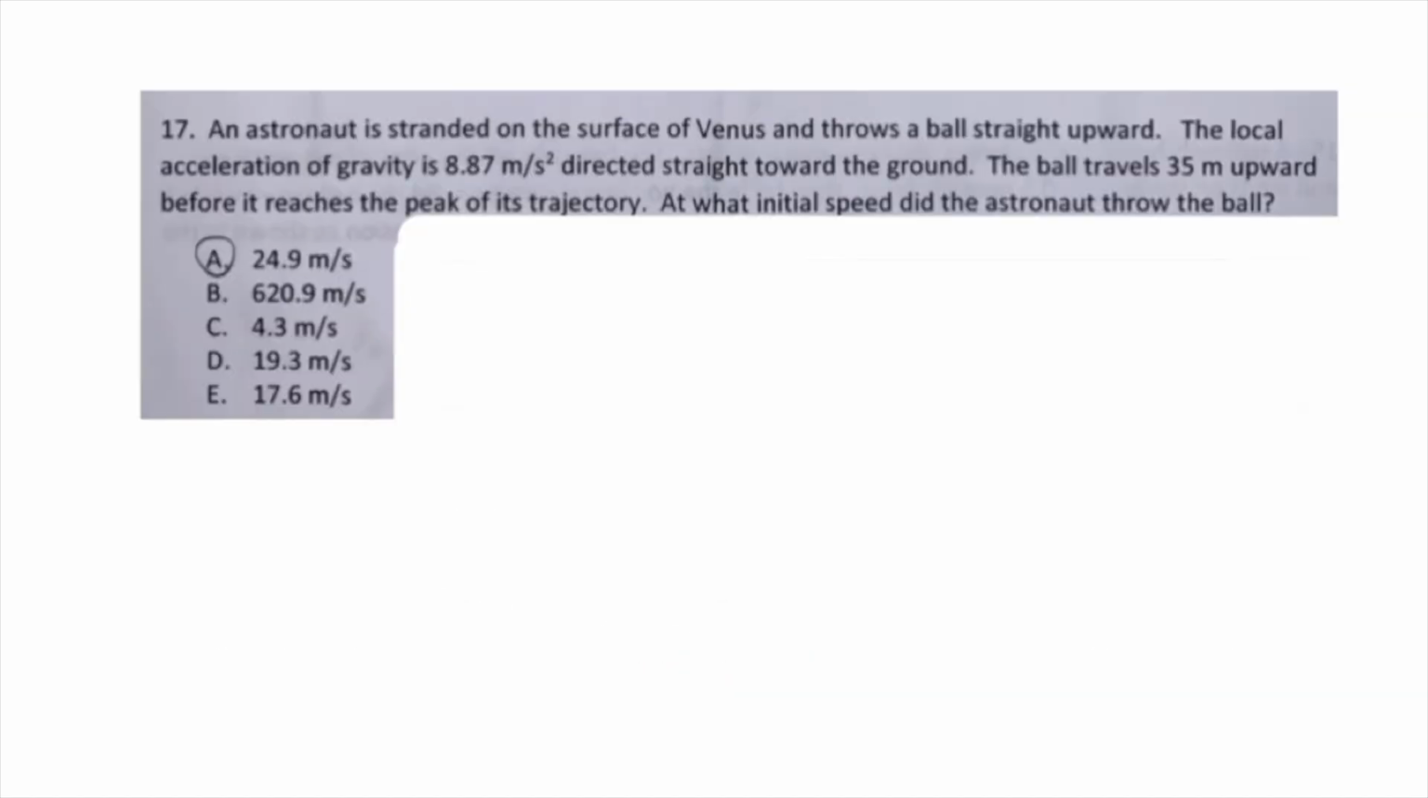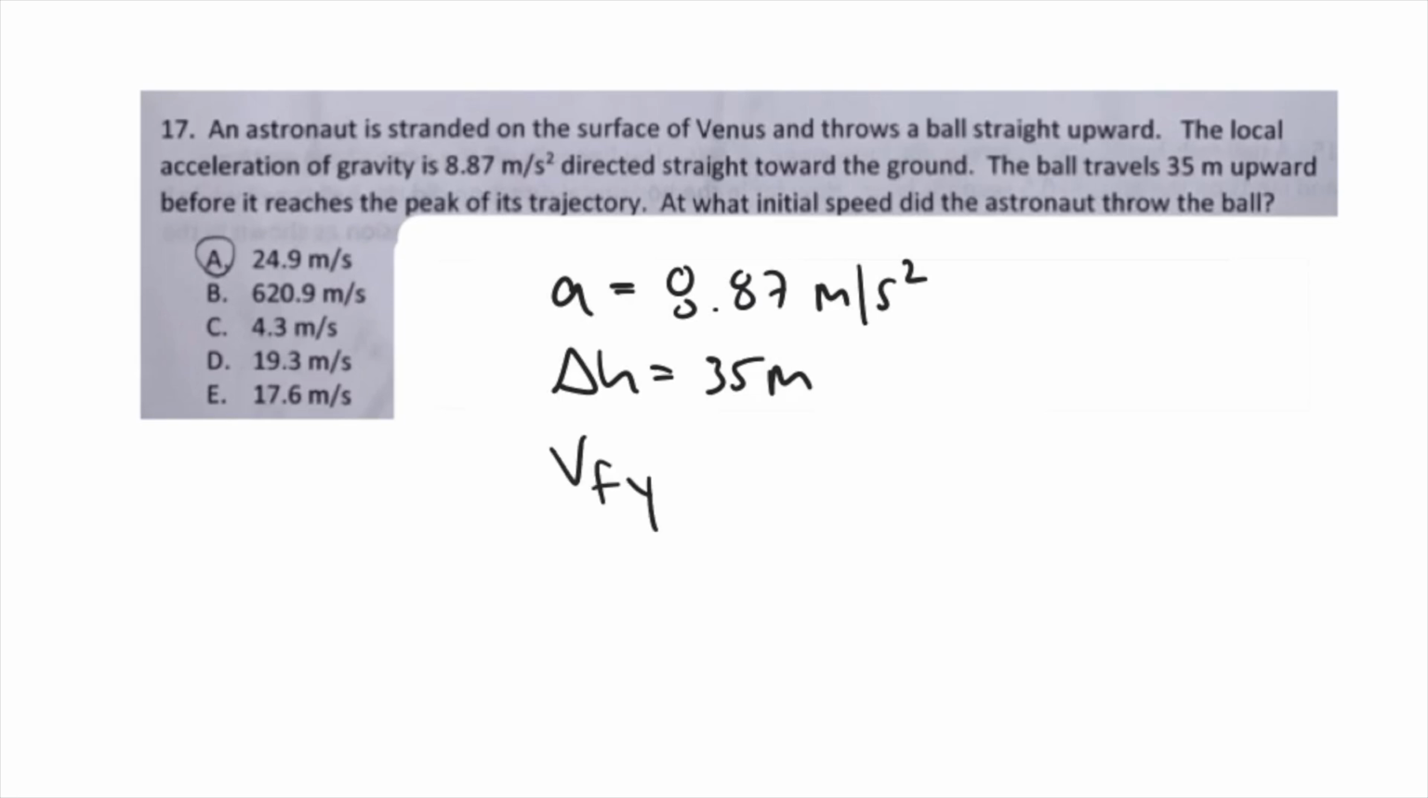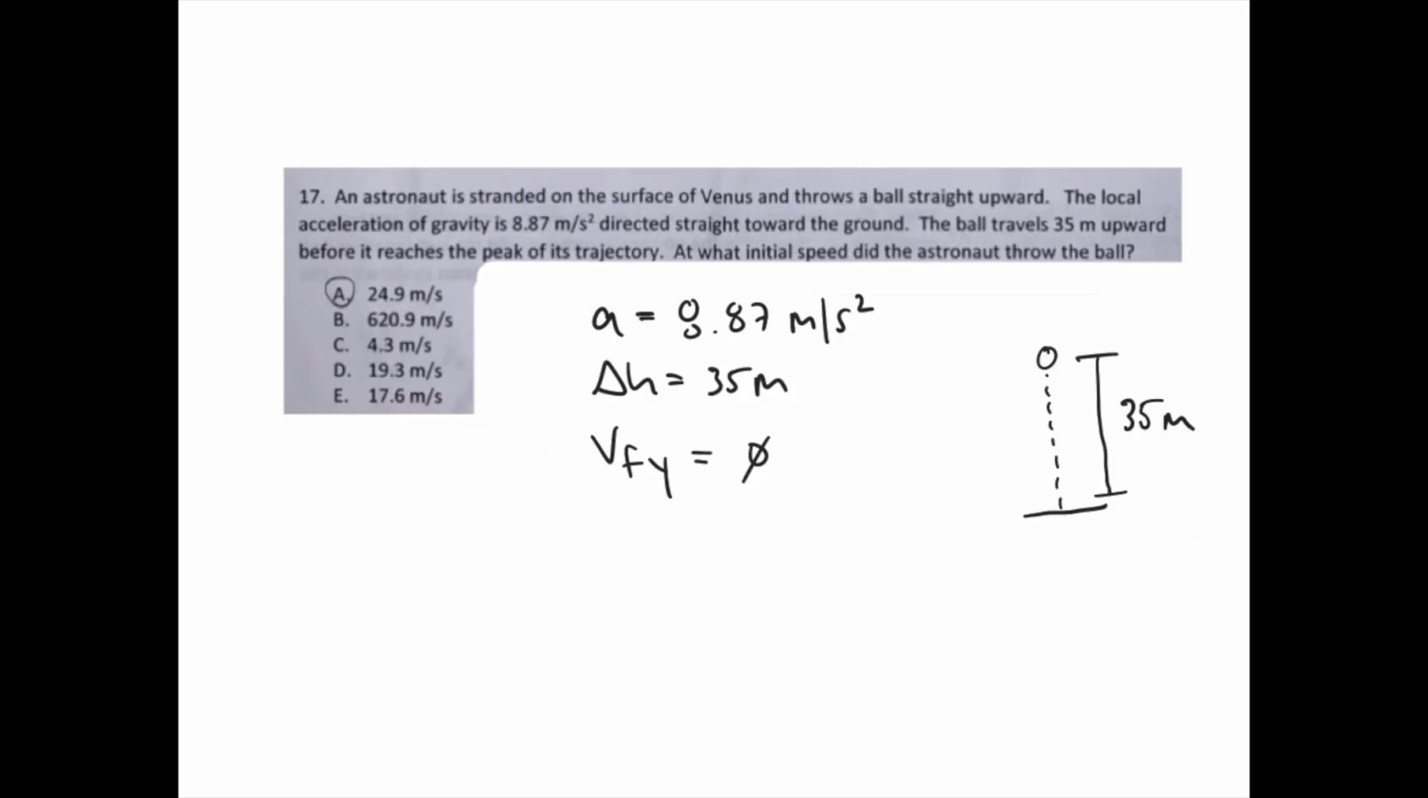Problem 17 is a third kinematics problem, where we're given that the acceleration on the planet of Venus is equal to 8.87 meters per second squared. We know that the height of the ball that we threw is equal to 35 meters, and we also know that the final velocity in the y direction has to be equal to 0 when it reaches its peak. Let's draw a picture.